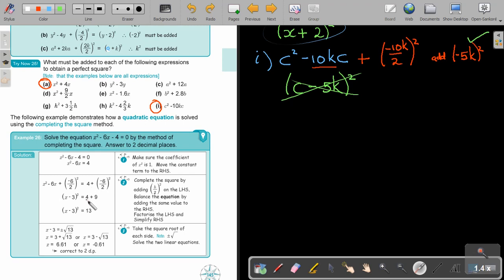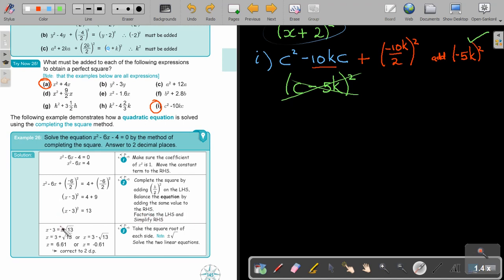And I simplify this side. 4 plus negative 3 times squared, it's 9. And I get this. So complete the square by adding on the left-hand side. Balance the equation by adding the same value to the right-hand side. Factorize the left-hand side and simplify the right-hand side.